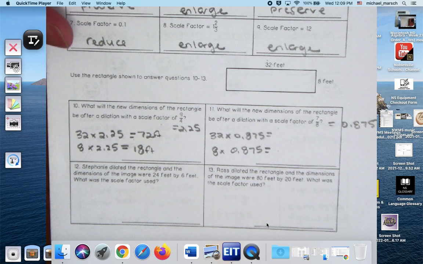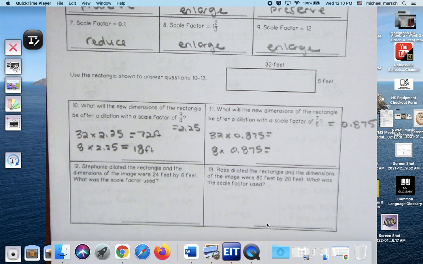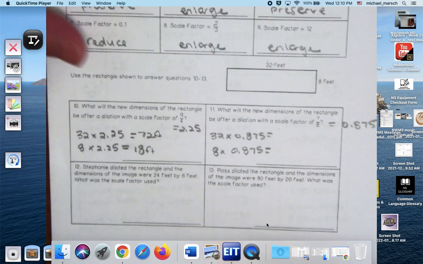Ben, what did you get for the new dimensions? Yep, do it, please. Thanks. All right, Ben? Yep.